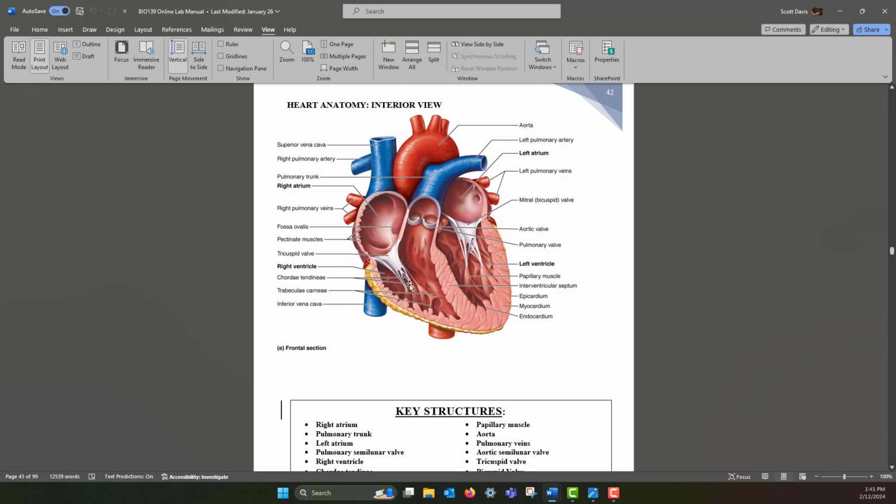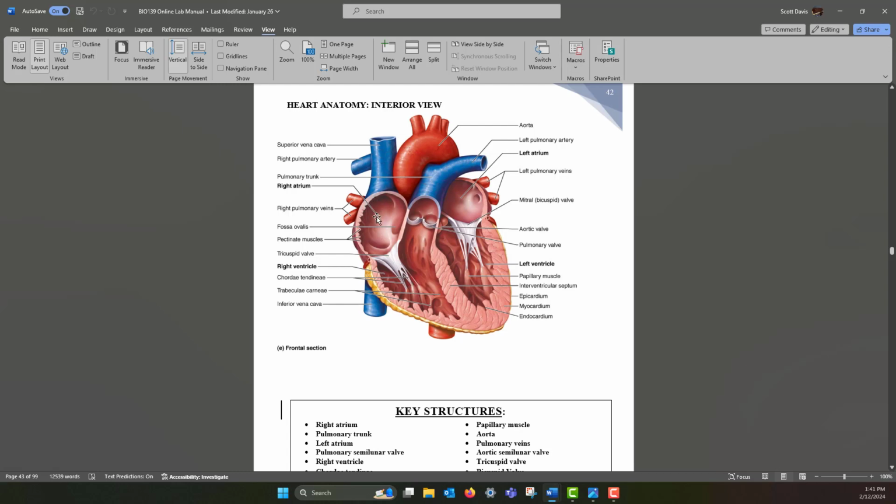Now, in between each of the chambers of the heart, there is a valve. The valves allow blood to move from the atrium into the ventricle, but it prevents blood from going back the other way. The valves are one way.